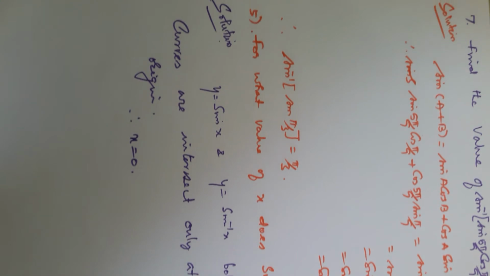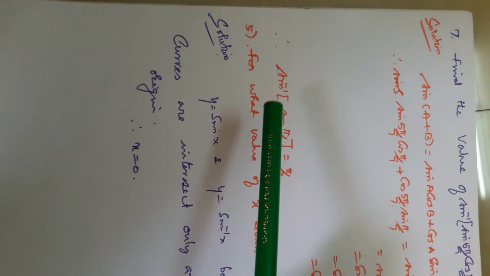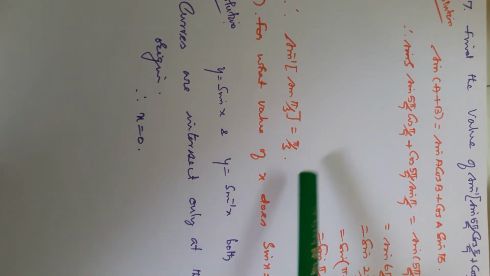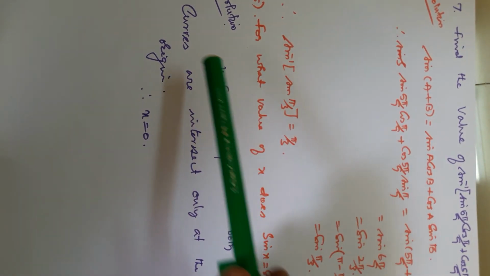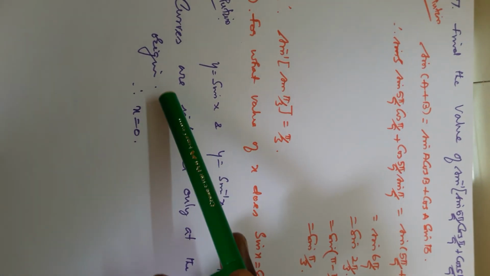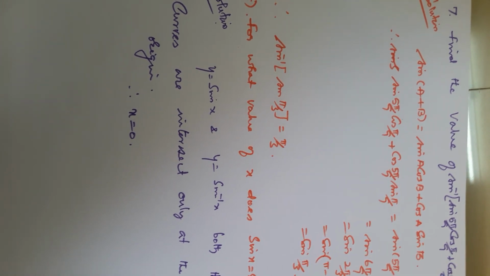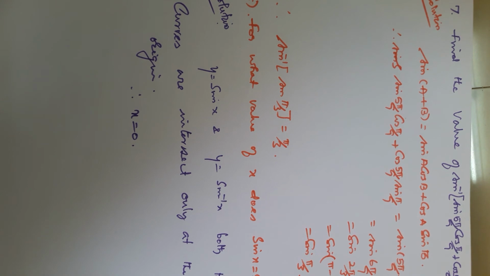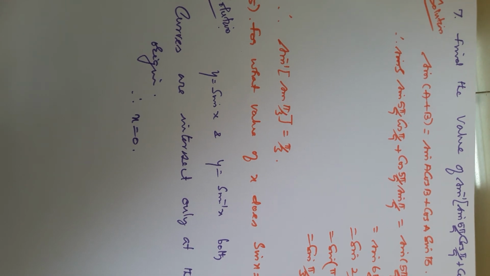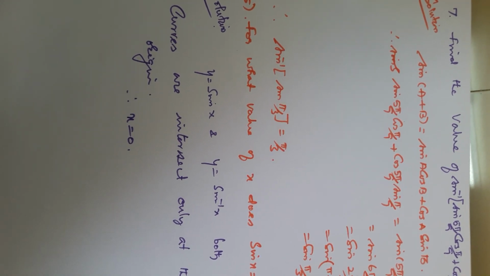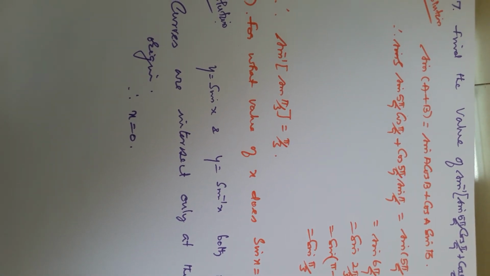And the last one: for what value of x does sin x equal sin⁻¹ x? So y = sin x and y = sin⁻¹ x, both curves intersect only at the origin. So what is the meaning? Your sin x and sin⁻¹ x are intersecting at (0, 0). When sin 0, the answer is 0. Like that, sin⁻¹ 0 is also 0, right? So only when x is equal to 0, sin x equals sin⁻¹ x.